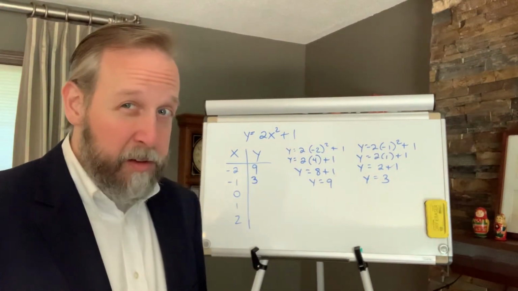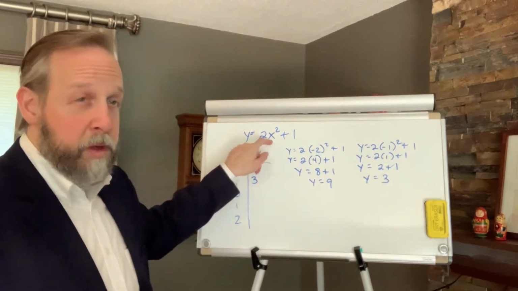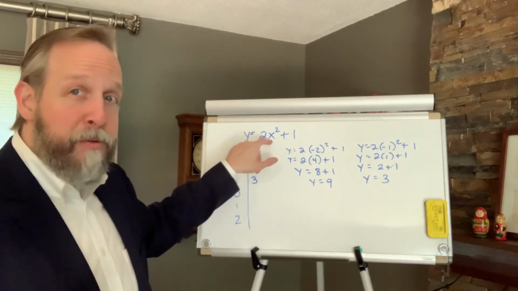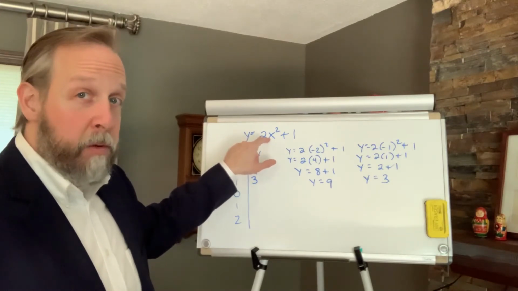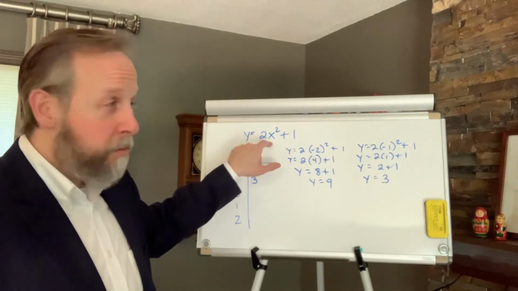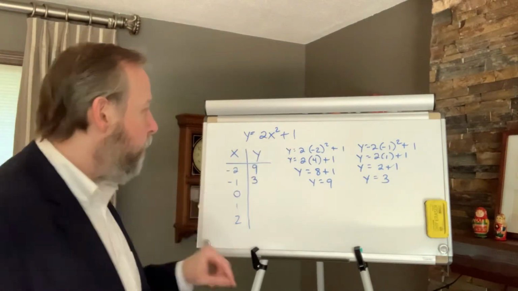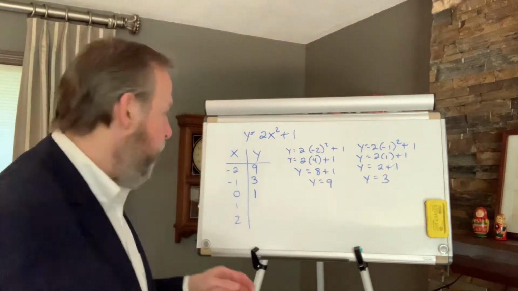0 is really easy. So I'm just going to point and tell you that if you plug in a 0 for x, 0 squared is 0. 0 times 2 is 0. 0 plus 1 is 1. But I'll show you the other two on paper here.